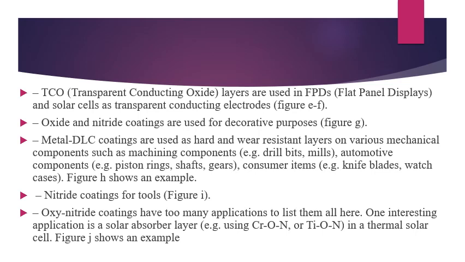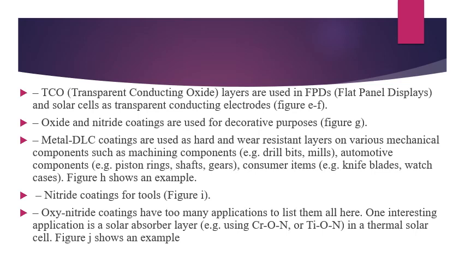Next, oxide and nitride coatings are used for decorative purposes, and metal DLC coatings are used as hardware resistant layers on various mechanical components, for example drill bits, mills, automotive components such as piston rings, shafts, and gears. Consumer items, for example knife blades, watch cases. Nitride coatings for tools. Oxynitride coatings have too many applications to list them all here.